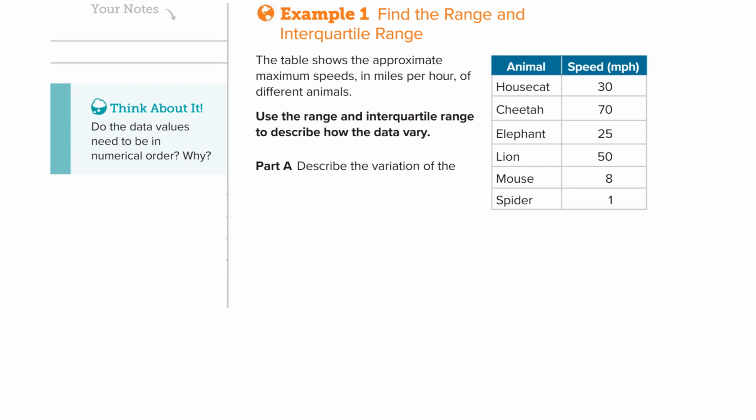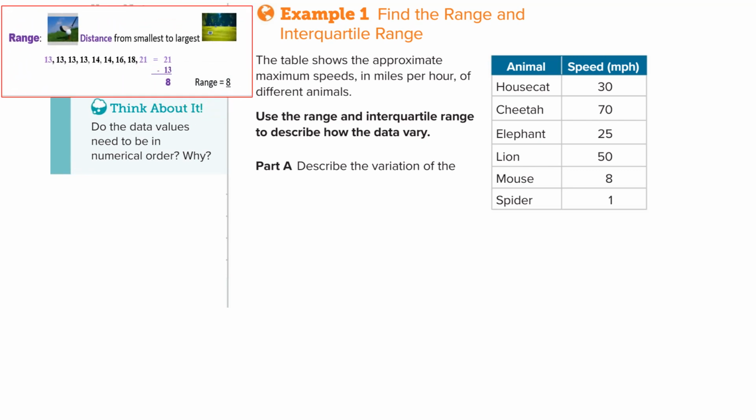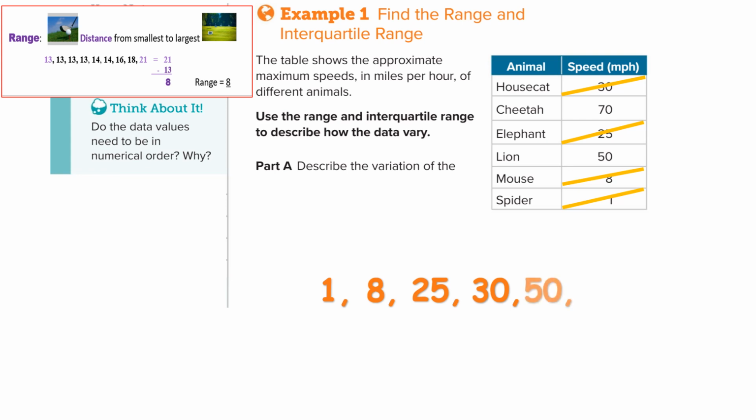So I put them in order from least to greatest, and I see the spider is going to be a 1, and so I get rid of that data. And then an 8 for the mouse, and then I have 25 for an elephant, so we definitely have a jump there in our speed. We have a 30 for the house cat, and then we get into the big cats. We have a lion at 50, sorry, lost my focus, and the cheetah is at 70.